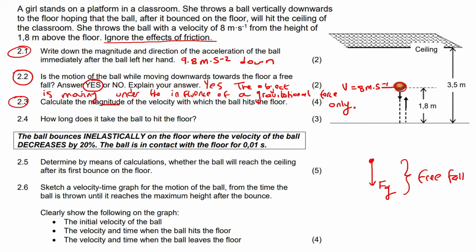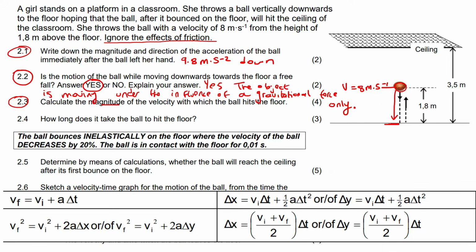This next one says calculate the magnitude, so we don't need to give a direction, of the velocity with which the ball hits the ground. So they just want to know from there to there. What is the velocity when it hits the ground? Some learners often like to say 0, but that's not true. They're talking about that split second moment before it touches the ground, or as it touches the ground.